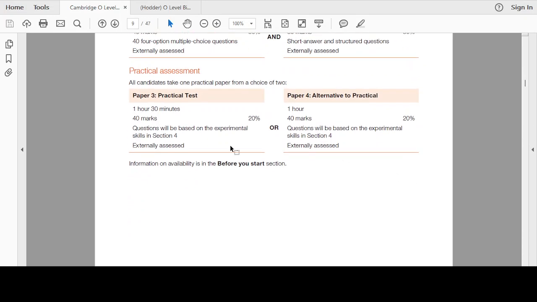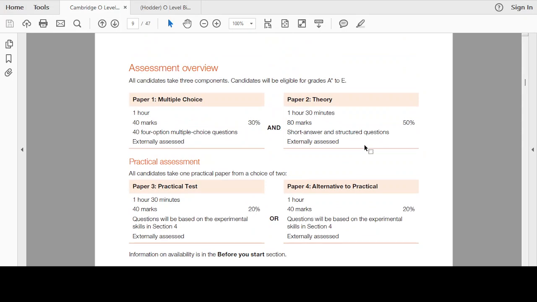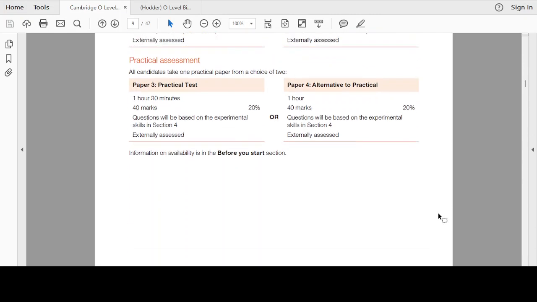And then either paper three or paper four, not both. Generally, here we do paper four, which is the alternative to practical. It is a 1 hour paper, 40 marks, and this will test experimental skills. So paper one MCQ, paper two short answer and structured questions, and paper four in this case would be testing experimental skills. The weightage for each is 30, 50, and 20, which brings you to 100.